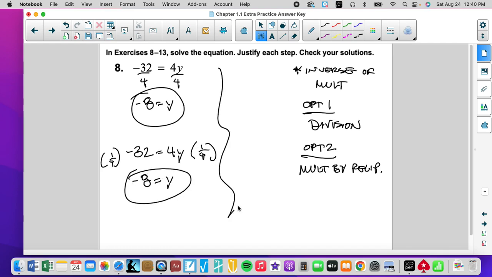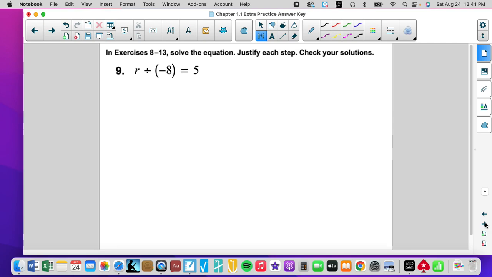And now let's check our solution. If we check, negative 32 equals 4 times negative 8. Remember, when we check, we're not moving things left and right. We are just simplifying the left and right sides, and that comes out correct.